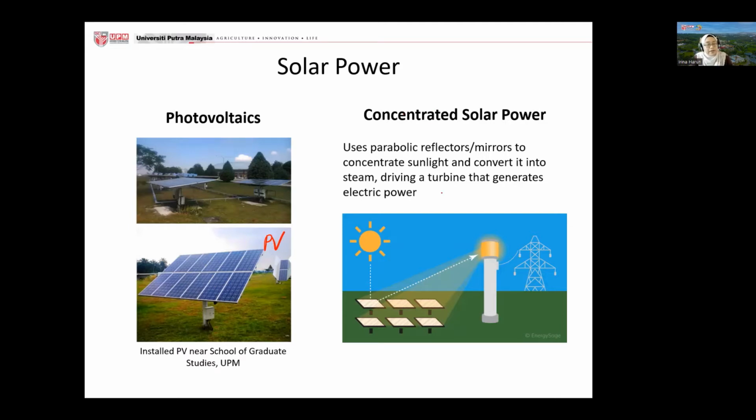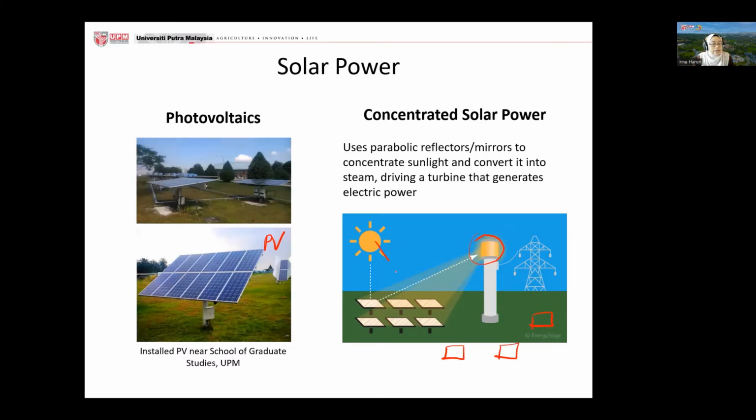However, it uses this kind of mechanism. Imagine you have a large area and a lot of mirrors. These mirrors are located in such a way that when the sun hits the mirror, it will reflect that light to one concentrated tower. Imagine this is here, and there are some there, some here, some here.